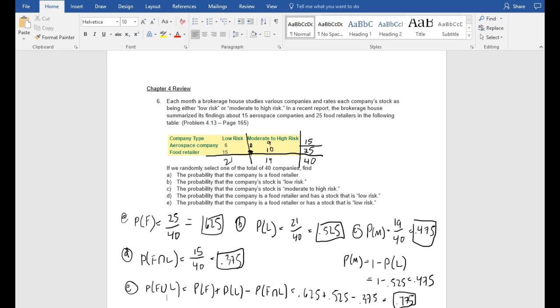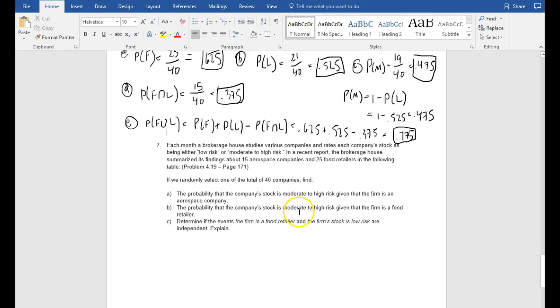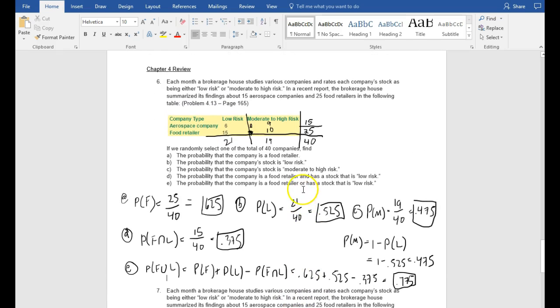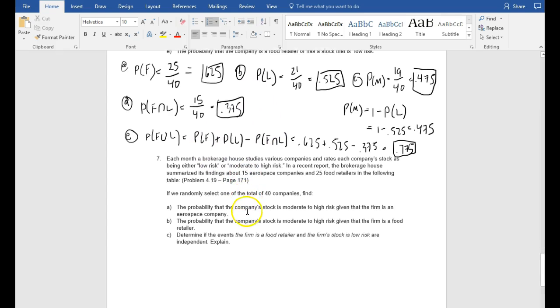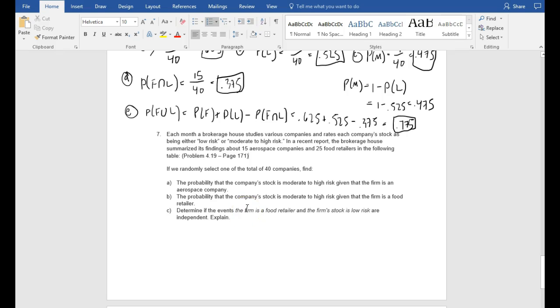So that's number 6. So we'll move on to number 7. So that was using all of our elementary probability rules. So part 7, or number 7, is using the above data. So if we randomly select one of the total of 40 companies, find the following. So we're going to look at A.